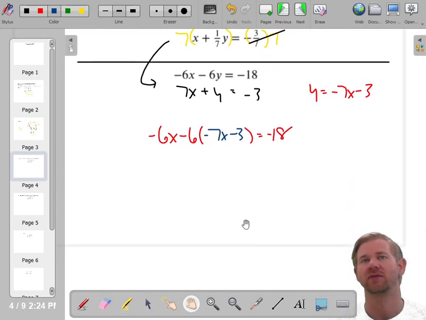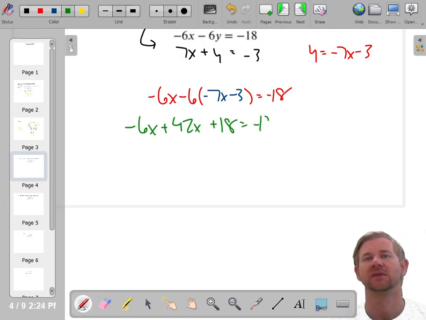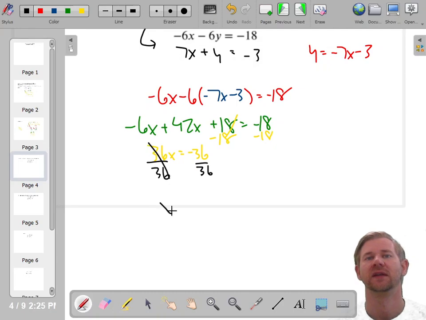I just need to kind of go through the process of solving now. So I'll say negative 6x plus 42x plus 18 equals negative 18. That would be 42 minus 6 is 36x, and if you subtract 18 on both sides, you get equals negative 36. So when you divide by 36, you get x equals negative 1.